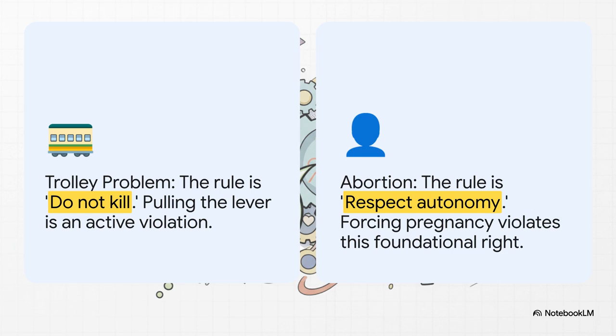Here, the core rule isn't just don't kill, it's about a deeper principle: respect people's autonomy. You can't use a person as a means to an end. Forcing a woman to use her body to sustain a fetus against her will is a textbook case of violating that rule. You're denying her fundamental right to self-determination.